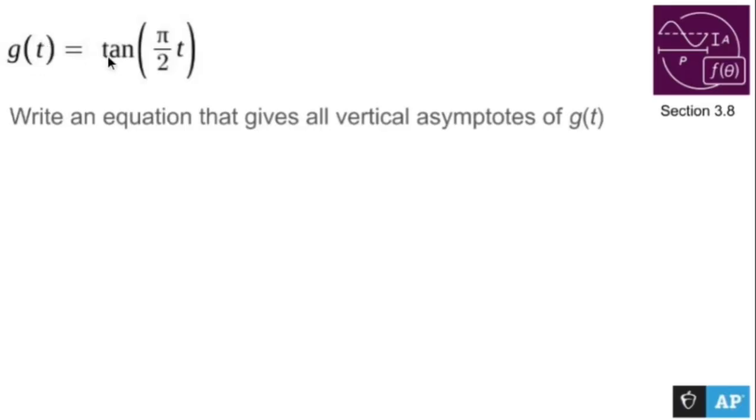g of t equals tangent of pi over 2 t. Write an equation that gives all vertical asymptotes of g of t. All right, so first things first, why are there vertical asymptotes?